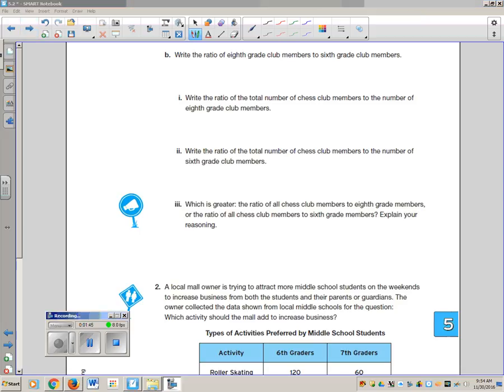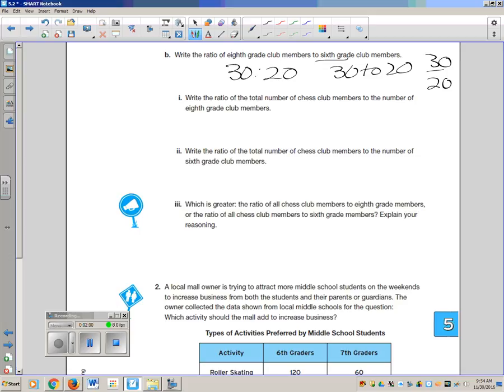On B, next page, write the ratio of 8th grade, which is 30, to 6th grade, which is 20. 30 to 20. Ratio of total number of chess club members, now they're changing the order, to the number of 8th grade. 50 goes first, 8th grade goes second, 50 to 30. Ratio of total number to 6th graders. 50 is total, 6th graders get 20.